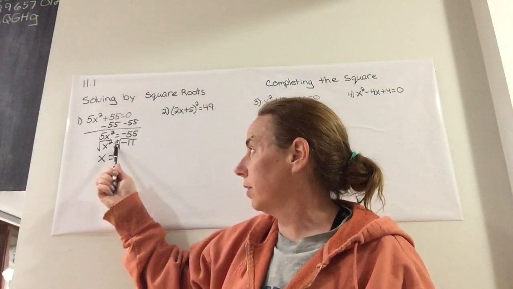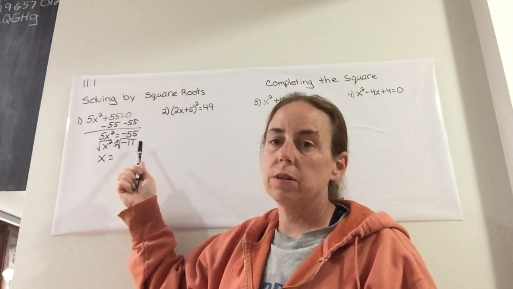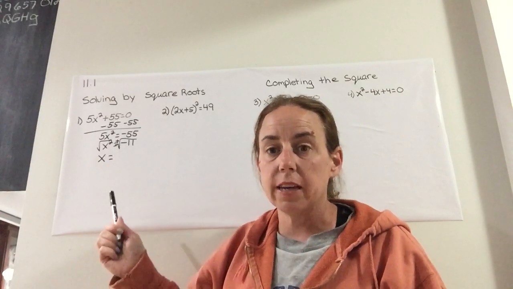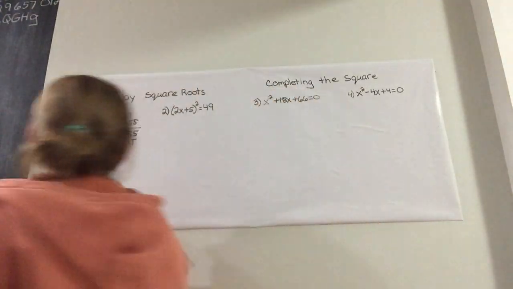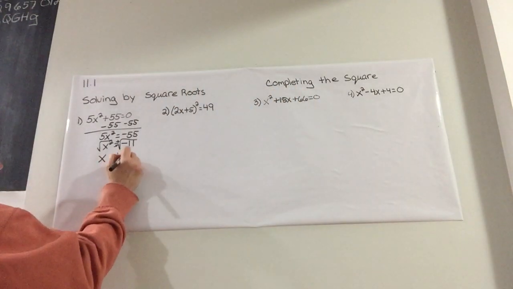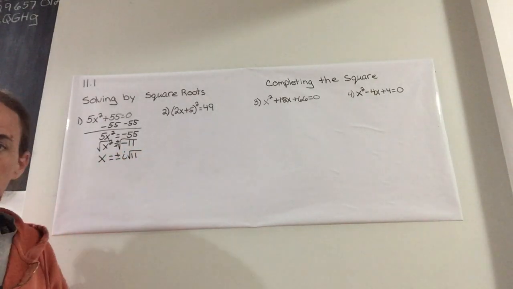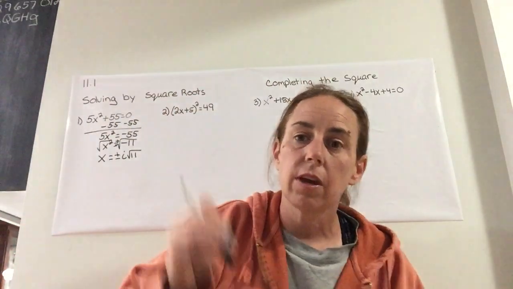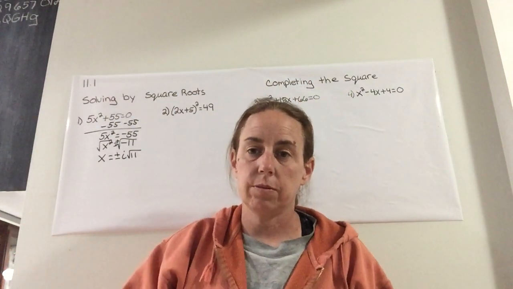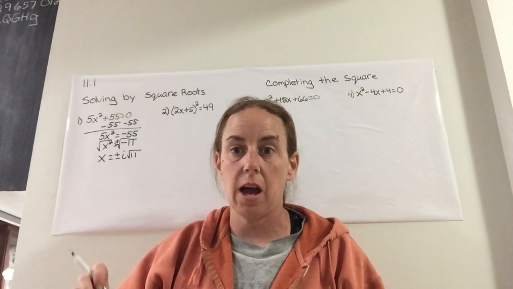So I wrote it in there very little because I forgot it the first time. Plus or minus root negative 11. Now I see a negative in there, so I'm going to bring an i out. So I have plus or minus i root 11. And that is my answer. Okay? You can never leave a negative inside your root. You will always have to take it out. And it becomes an i.